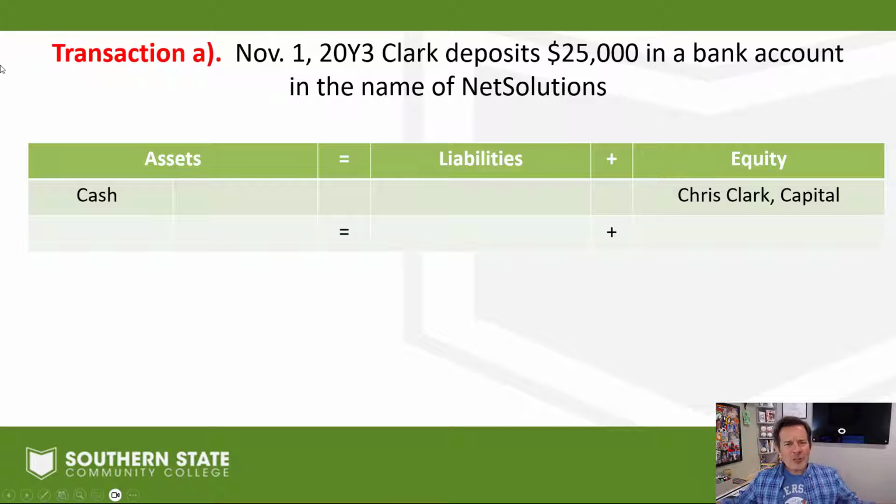Are you excited? Our first transaction. Man, we are getting accounting done here. November 1, 2023, Clark deposits $25,000 in a bank account in the name of Net Solutions.